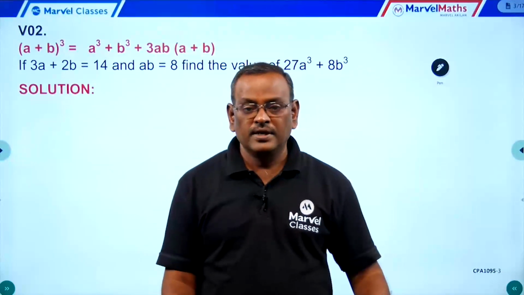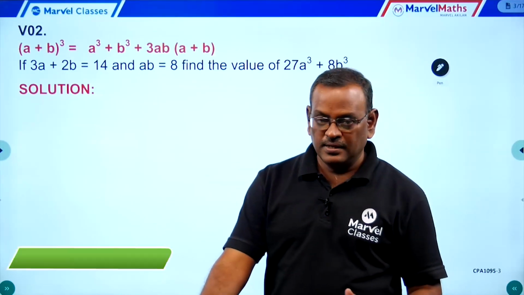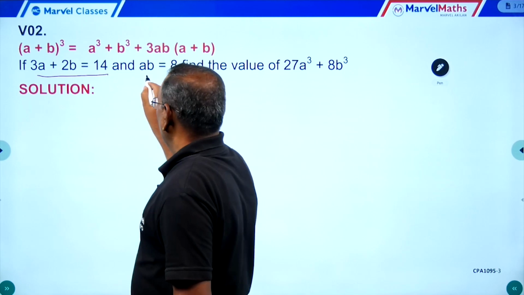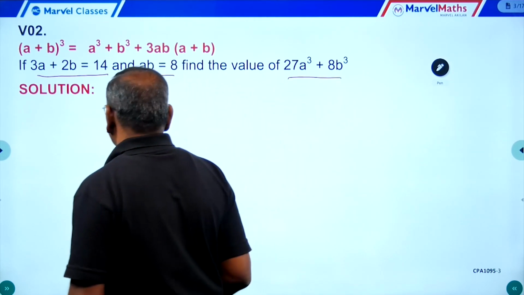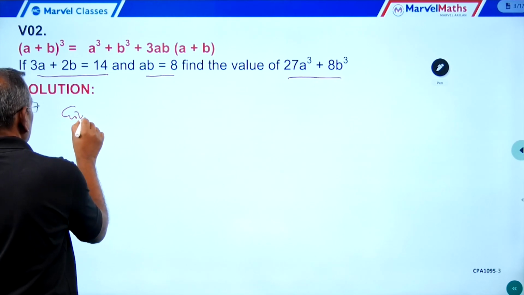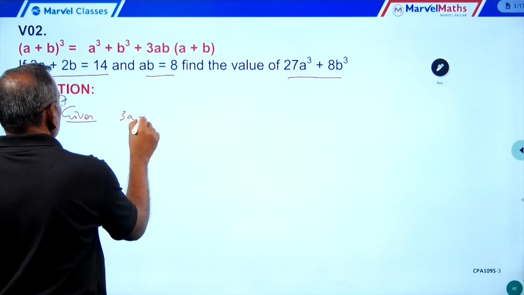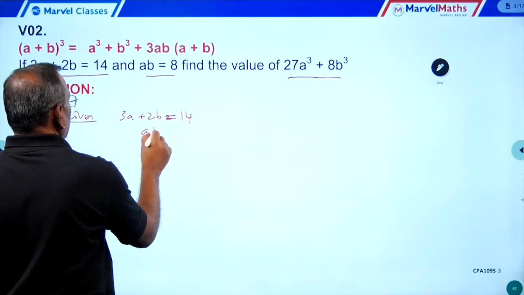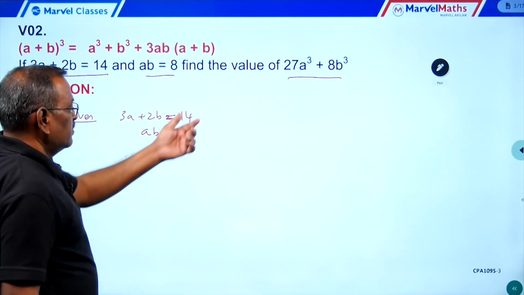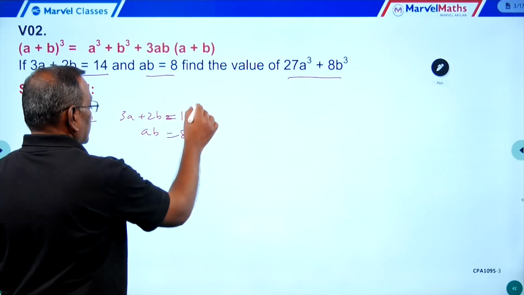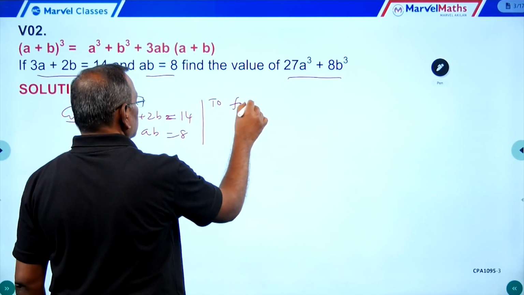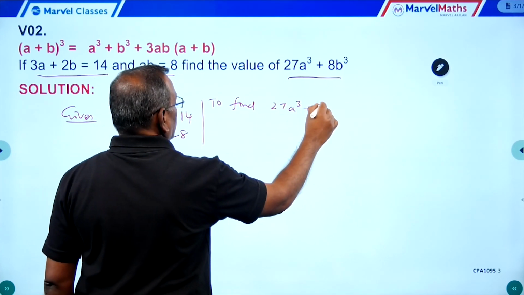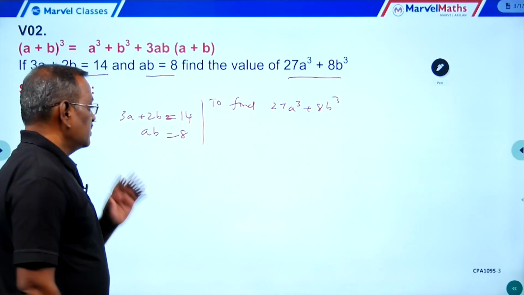Hello students, this is one of the very important applications of the cube of a binomial you can expect in section B or C. The given data: 3a plus 2b equal to 14 and ab equal to 8. Our aim is to find the value of 27a cube plus 8b cube. Very simple, I will explain how.